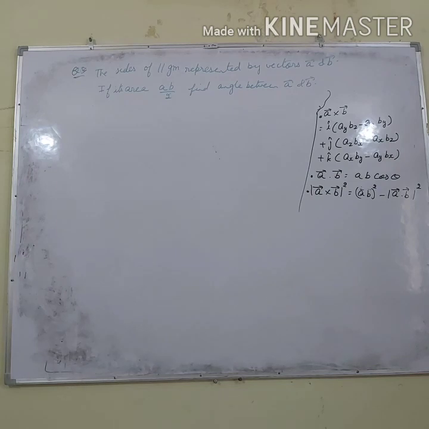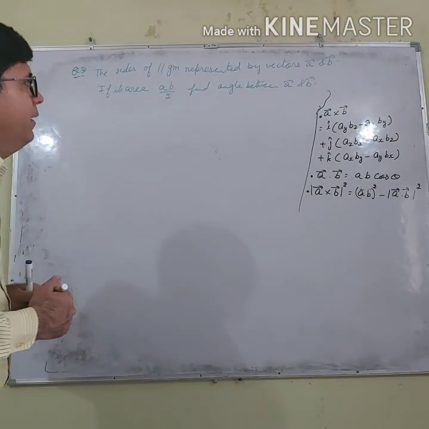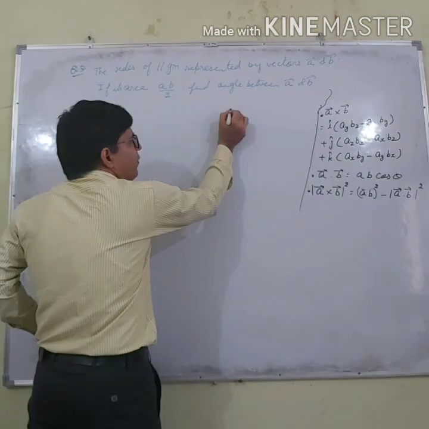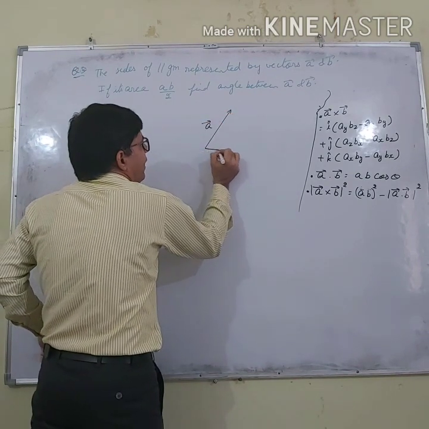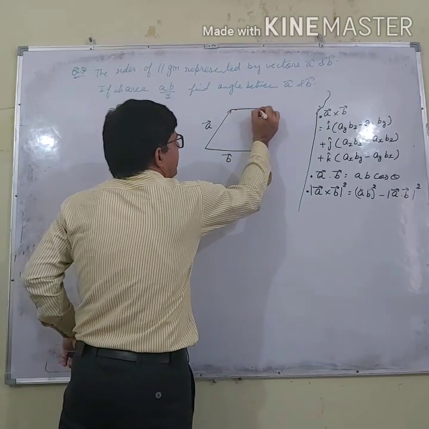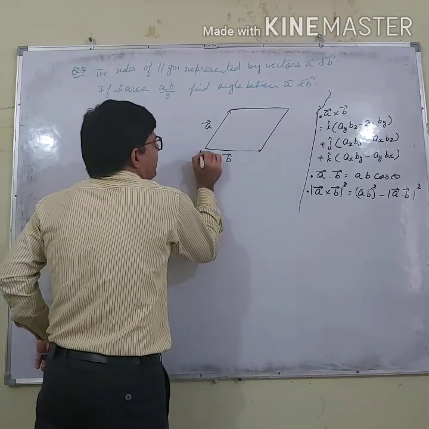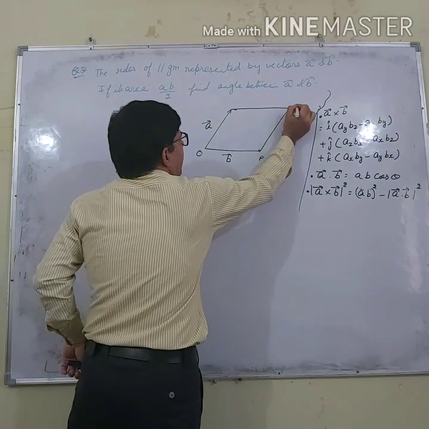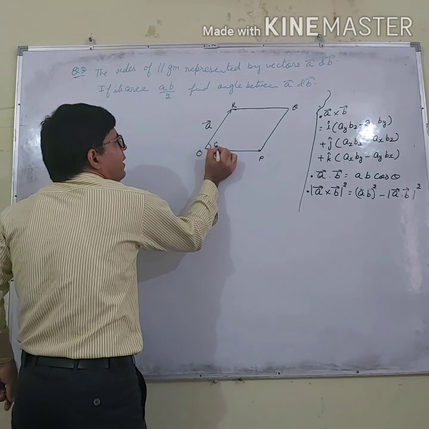Next, question 3 is on the board. The sides of a parallelogram are represented by vectors a and b. What it says is that the sides of the parallelogram are represented by vector a and vector b. So let me complete the parallelogram. This is the parallelogram. So these sides are represented by a and b. I have to calculate the angle between a and b.